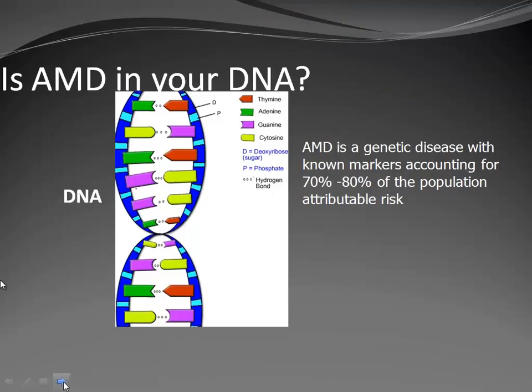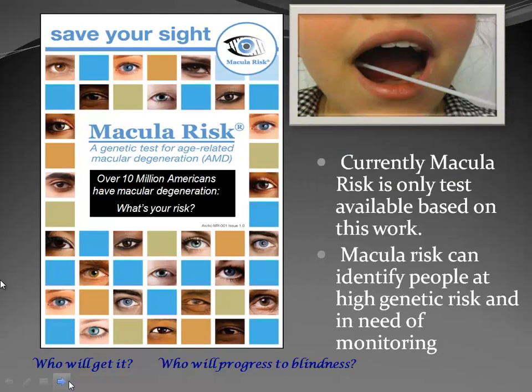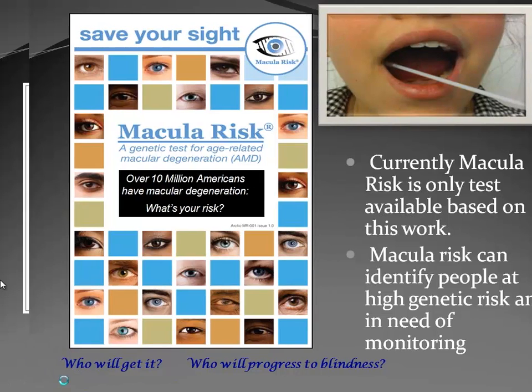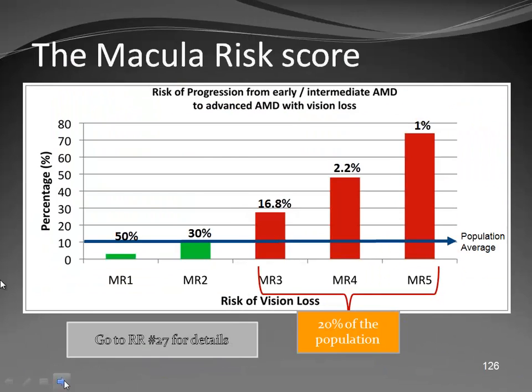So what is her chance of getting her dad's genes? Is AMD in your DNA, if you will? So AMD, age-related macular degeneration, is a genetic disease with known markers accounting for 70 to 80% of the population attributable risk. So what can we do about that? I took my colleague, this female 59-year-old optometrist, and I said, well, let's do the macular risk test. Let's get some cells from your inner cheek on both sides. We're going to put them in a FedEx envelope. We're going to send them out to a lab, and 2 weeks later, we're going to find out what your risk is of developing macular degeneration.